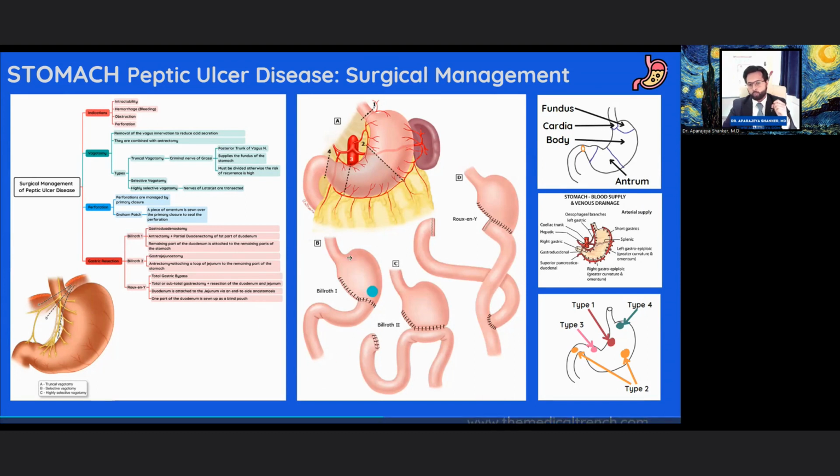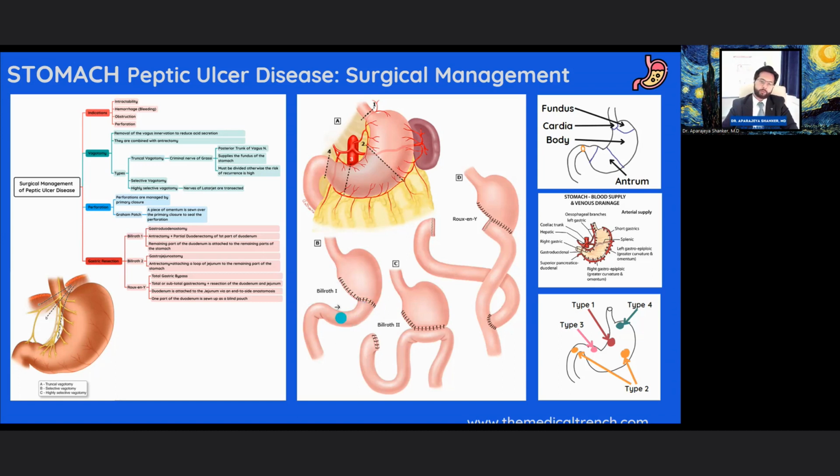So Billroth 1 is when you just resect the antrum, you do a partial duodenectomy, which is where the first part of the duodenum is removed. And then you bring up the second part of the duodenum and you attach it here through an end-to-end anastomosis, and you stitch this closed.